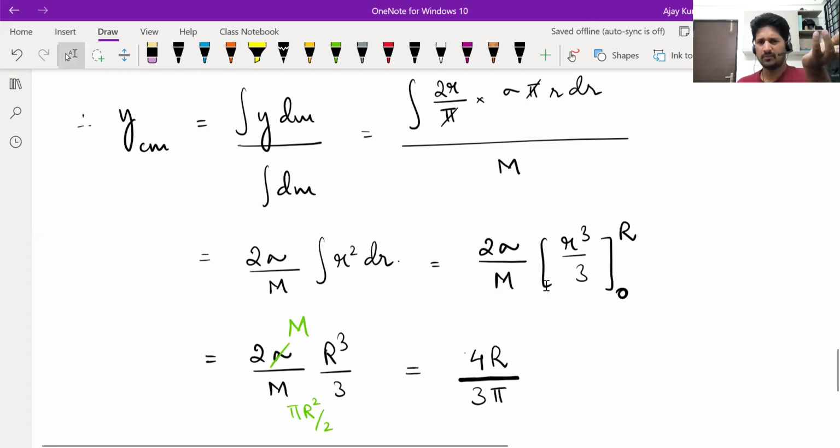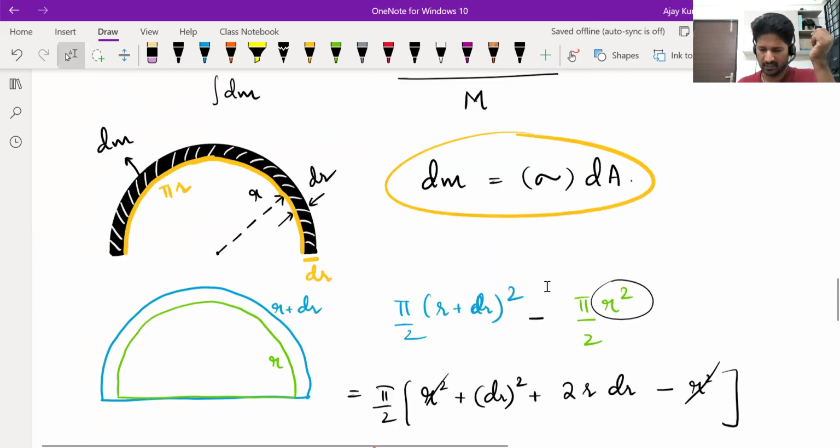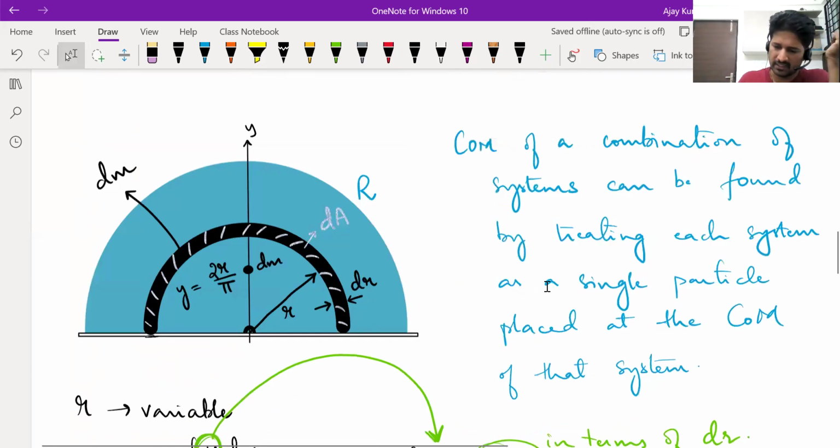Okay, pi is 3.14 approximately. So 3 pi is 9.4 something. So 4r by 9 point something, 4 by 9 of the radius. So it's less than half of the radius. Less than half of the radius means maybe the center of mass will be somewhere here. It is at a height of 4r by 3 pi from the base. That is what we have derived.